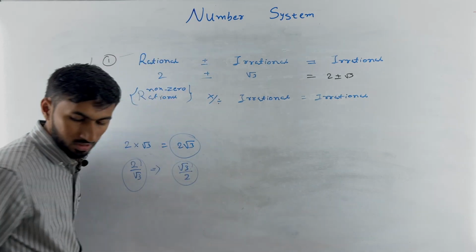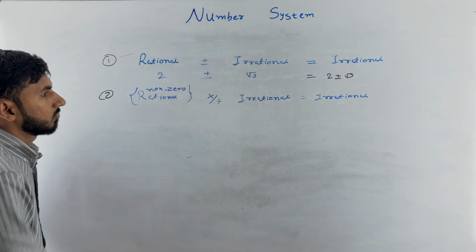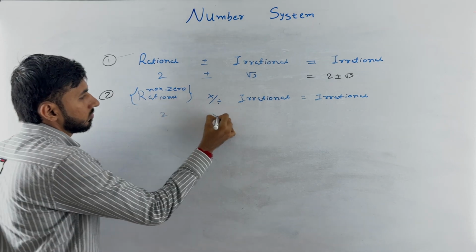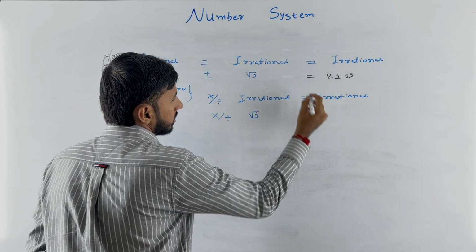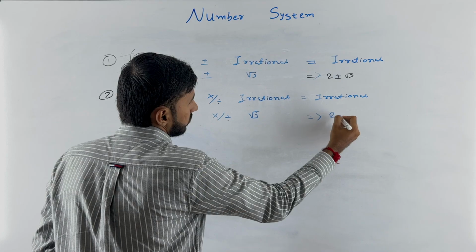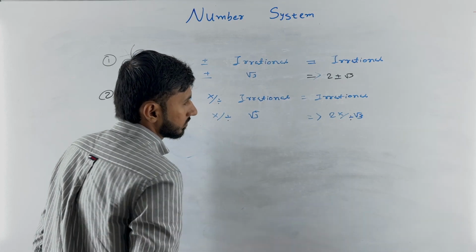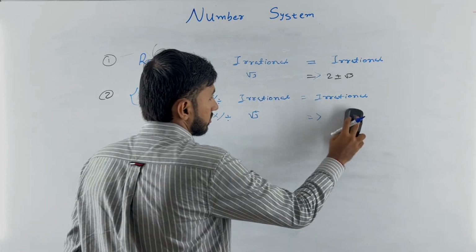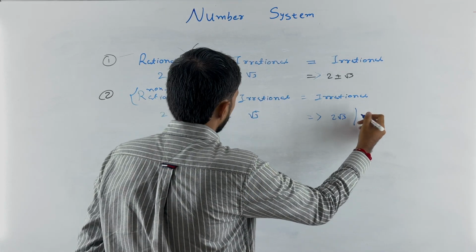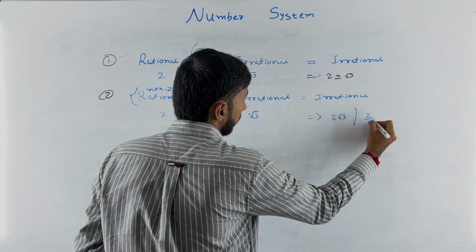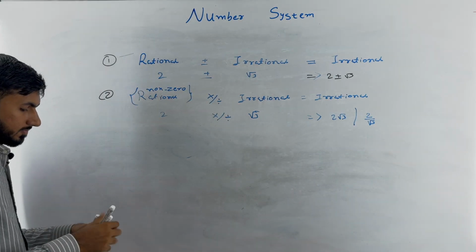So you have to remember these two, right? For example, I can write here 2 multiply or divide root 3. My answer will be 2 root 3, and for the second one the answer will be 2 upon root 3, right? These both are rational. Now for the third case.